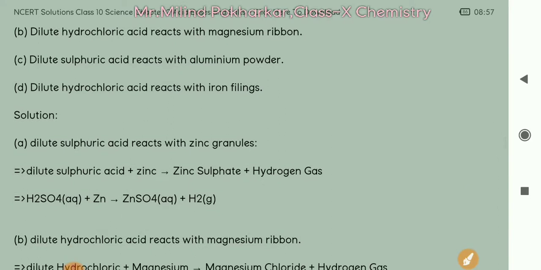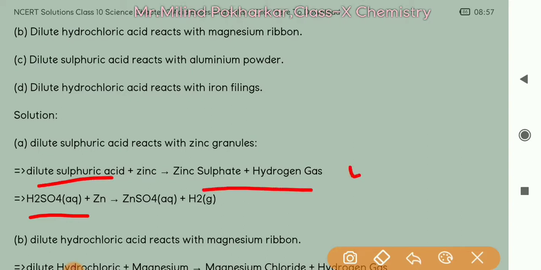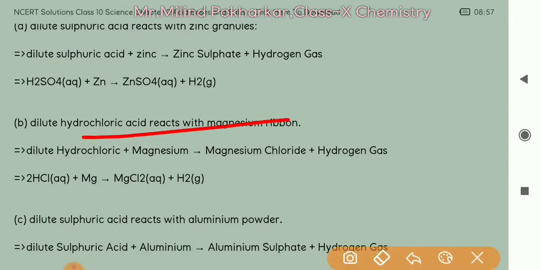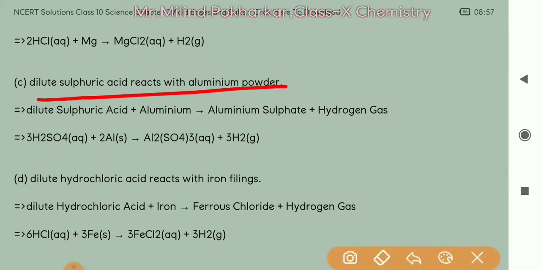Next, you can see the solutions also, which we have just discussed. First is H2SO4, dilute sulfuric acid. They have asked to write the word equation also, so this is the word equation and this is the balanced equation. H2SO4 plus zinc gives ZnSO4 plus H2, so it is balanced. Dilute hydrochloric acid reacts with magnesium ribbon, so this is HCl plus Mg giving MgCl2 plus H2. Then dilute sulfuric acid reacts with aluminium powder, so 3H2SO4 plus 2Al gives Al2(SO4)3 plus 3H2, which is also balanced.